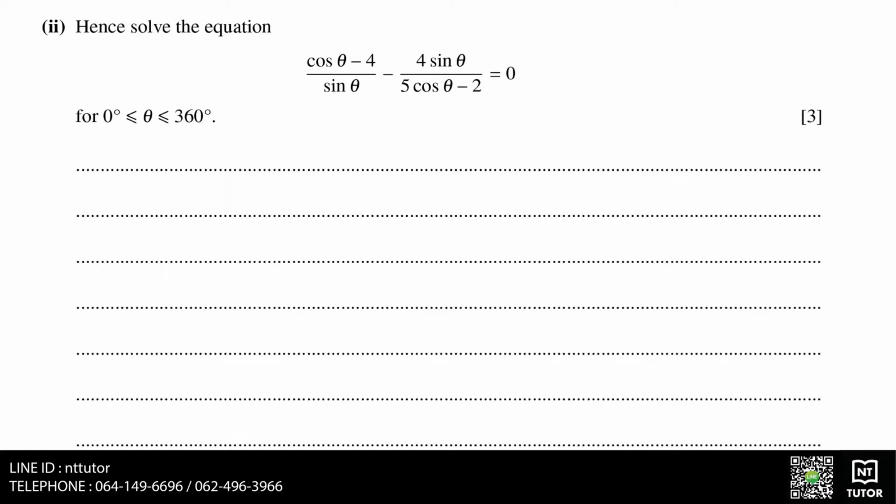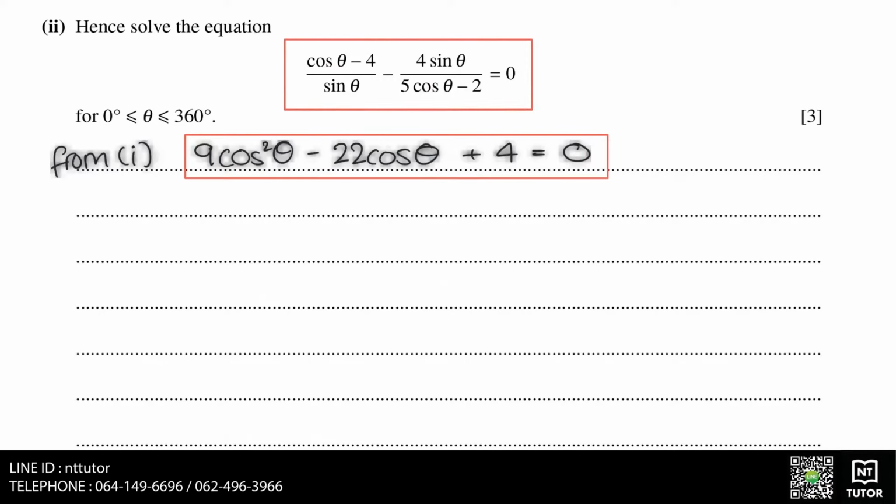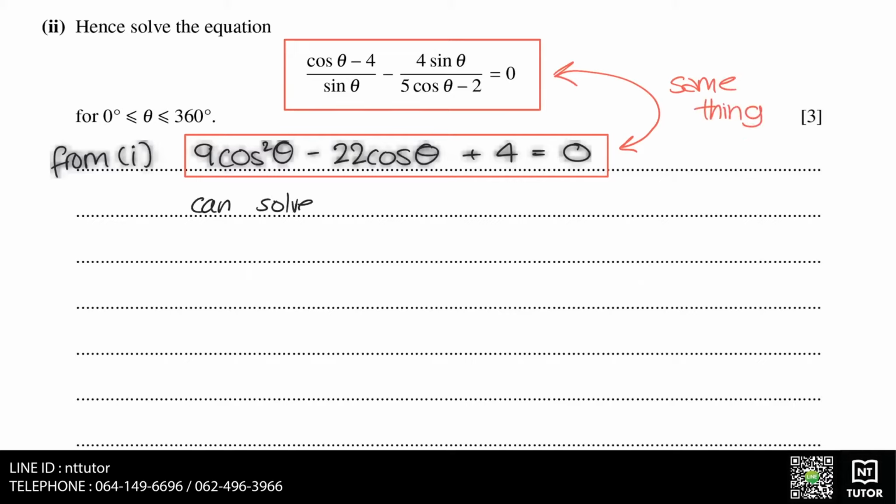Part 2. Hence solve the equation (cos theta minus 4) over sine theta minus (4 sine theta) over (5 cos theta minus 2) equals 0 for theta from 0 to 360 degrees. In these questions, they like to lead you to your answer. So sometimes, if the first part of the question asks you to prove an identity or express this expression in a different way, you can guess that when you solve the expression, you have to use the other version of the expression, which is 9 cos squared theta minus 22 cos theta plus 4 equals 0.